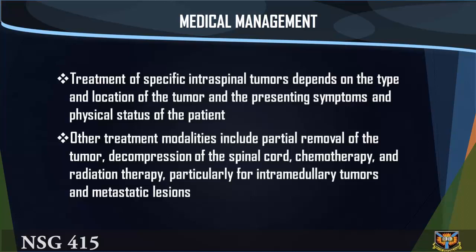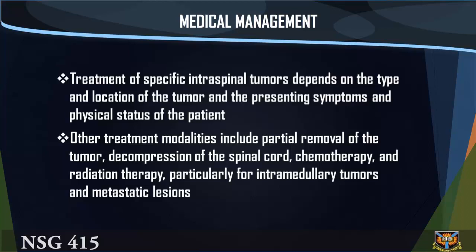Medical management. Treatment of specific intraspinal tumors depends on the type and location of the tumor and the presenting symptoms and physical status of the patient. Surgical intervention is the primary treatment for most spinal cord tumors. Other treatment modalities include partial removal of the tumor, decompression of the spinal cord, chemotherapy, and radiation therapy, particularly for intramedullary tumors and metastatic lesions.